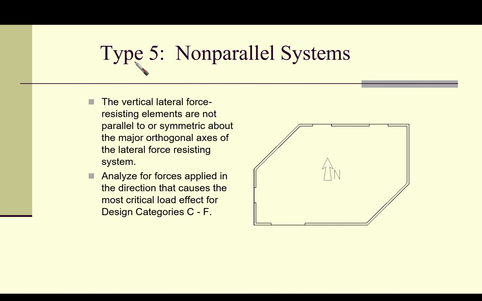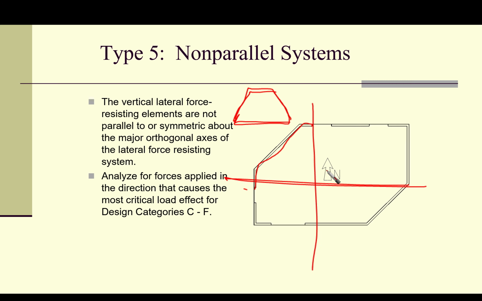And type 5, we call it non-parallel systems. Non-parallel system means that, as you can see, we do not know where exactly the lateral resisting system is. Sometimes we can have on other structures something similar to this, for example. So this means that it is not clear. The vertical lateral force resisting elements are not parallel to or symmetric about the major orthogonal axes of the lateral force resisting system. They are not parallel. If we're talking about orthogonal axes, for example, like this, we cannot find where our lateral resisting system is.